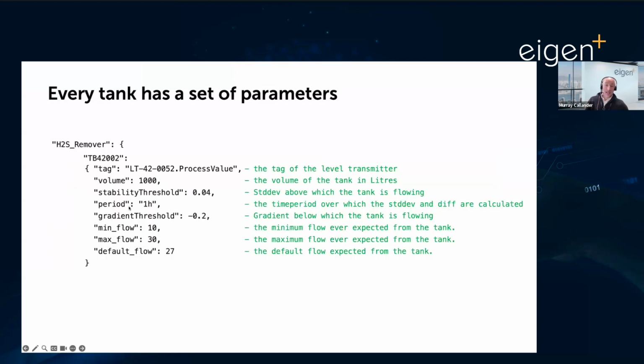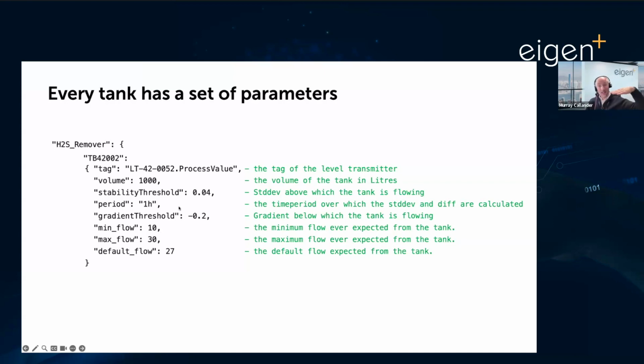In order to do this, every tank now has a set of parameters with it. First of all, it's got the input level transmitter. That's the basis for everything. We also need to know the tank volume. Then these parameters come from the trends I showed you before, some analysis and tuning. We need to know the stability threshold: what do we think the standard deviation needs to be above before we can say for sure it's flowing? And we need to know the period that that standard deviation is taken over, so we have the idea of a period as well. We need a gradient threshold.